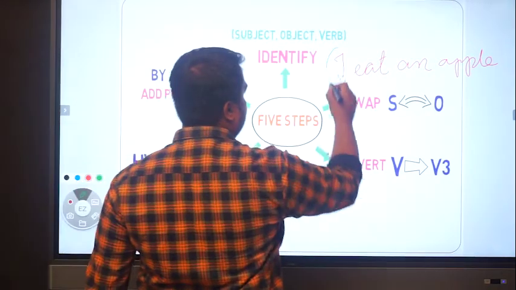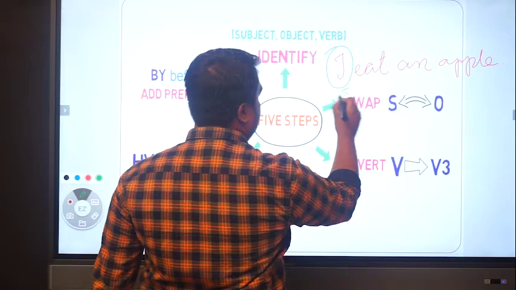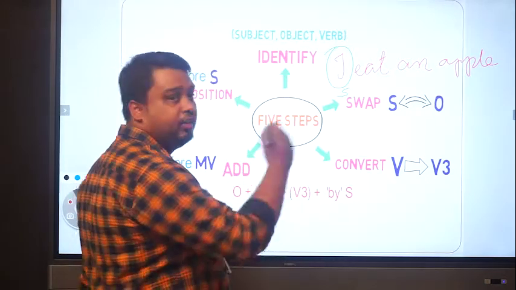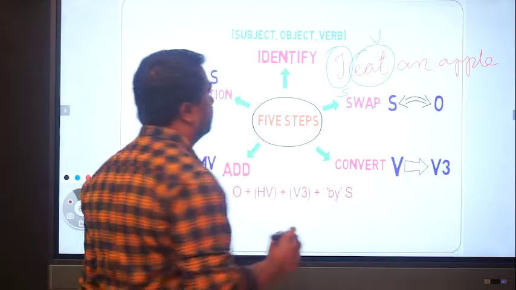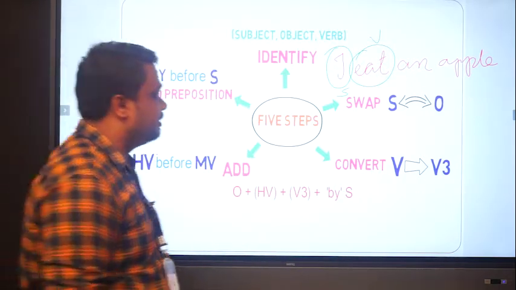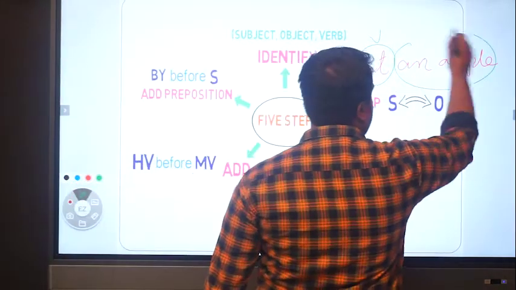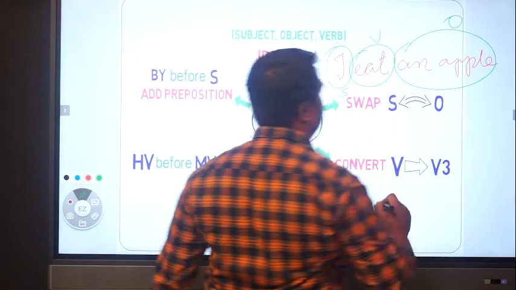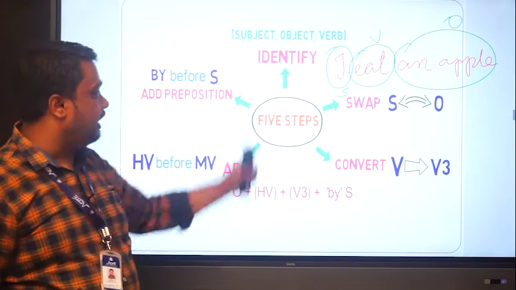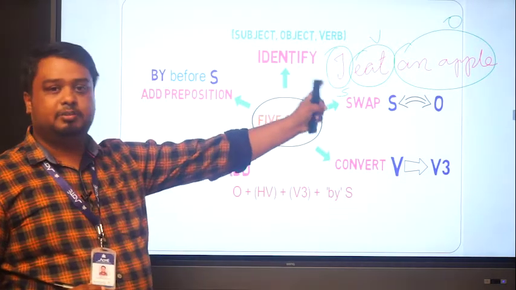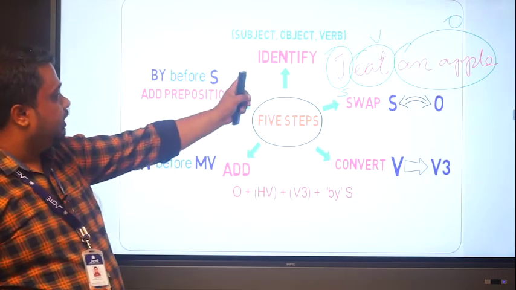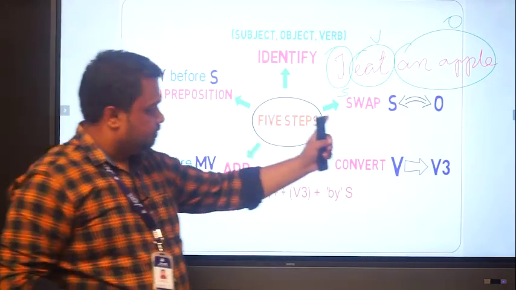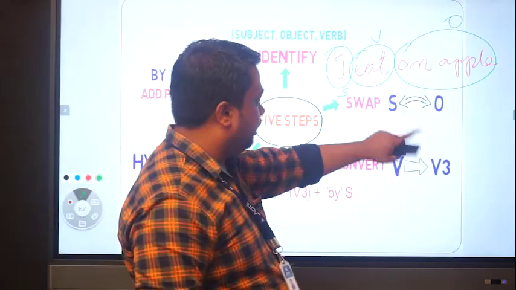What is the subject here? "I" is the subject. What is the verb? "Eat" is the verb, right? What is the object? "An apple." This is the object. So identify subject, verb, object. Done. First step is done.